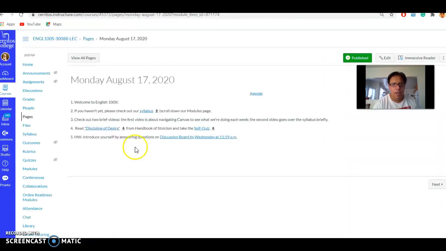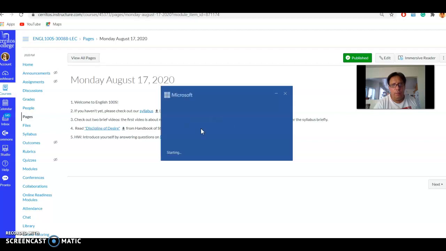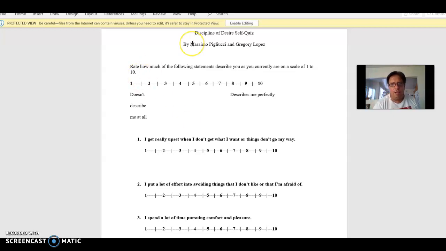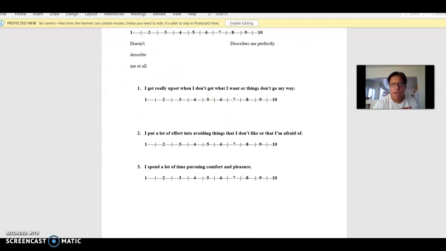Look at that. Okay, and after you've read that, I'd like you to take this self-quiz, and this is straight from the handbook. Okay, so as this opens up, the self-quiz asks you to rate the following statements. Right, number 1 being doesn't really describe you at all, all the way to number 10 that describes you perfectly, and all the numbers in between. So the first question that the quiz asks you is, I get really upset when I don't get what I want or things don't go my way. Number 1 being doesn't describe me at all, 10 being describes me perfectly.